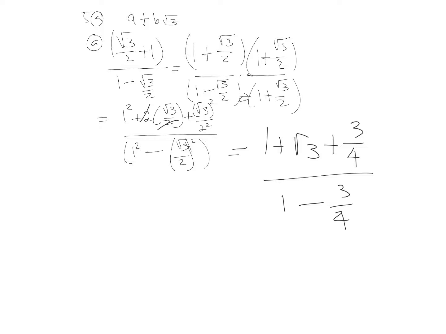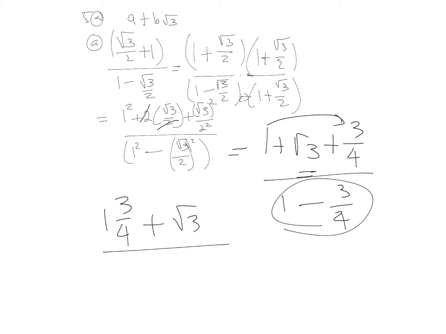All right? And now let's simplify that. What do we have? We will have the 1 in the numerator added to the 3/4, which will give us 1 3/4. And we have the root 3 plus root 3, divided by the difference between these two numbers. 1 take away 3/4 is a quarter. Now, to get rid of the fraction, a quarter, we could simplify that by multiplying the top and bottom by 4. I'm sure you'll agree with me on that.